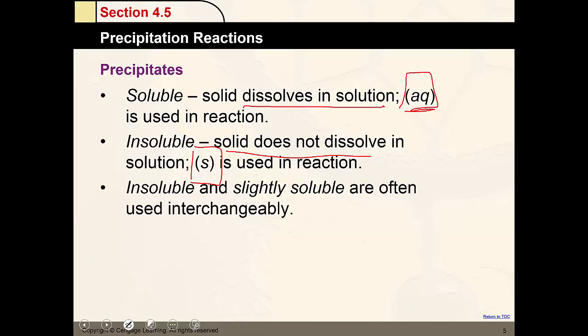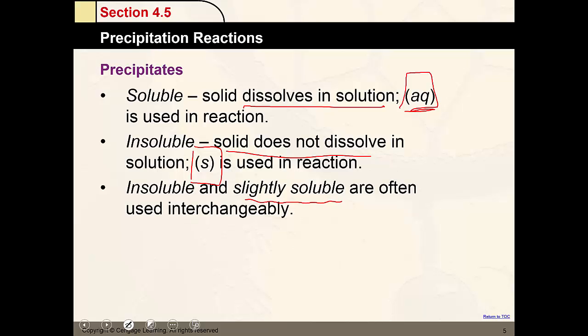And sometimes you'll see the term slightly soluble. If you ever see that, just assume it means insoluble, because slightly soluble means that yes, it can dissolve, but only very, very slightly, like below 1%. So you can just assume that that is insoluble.